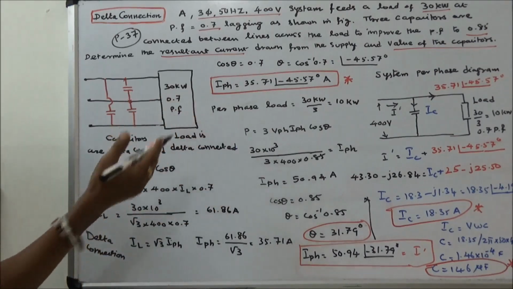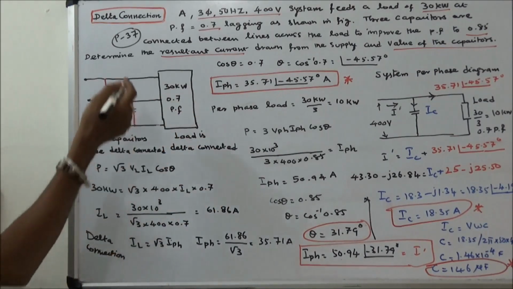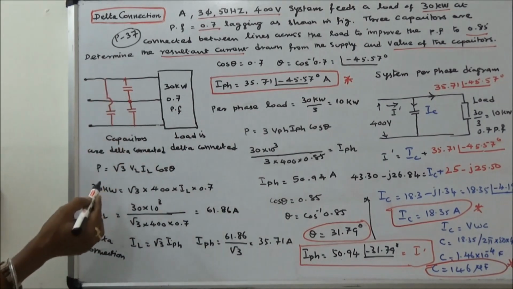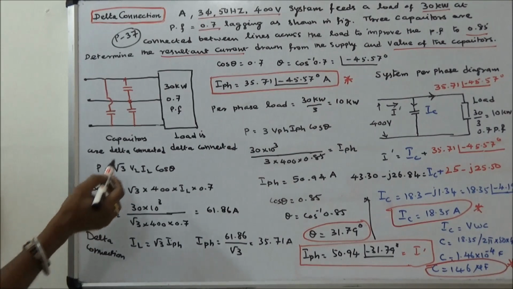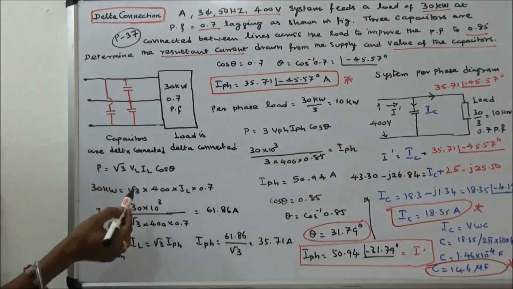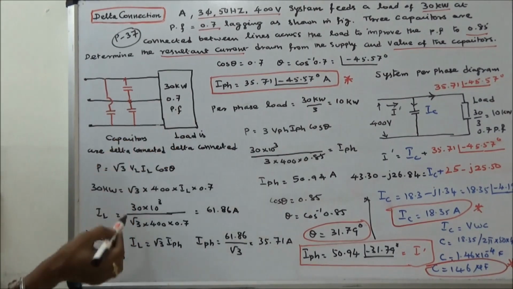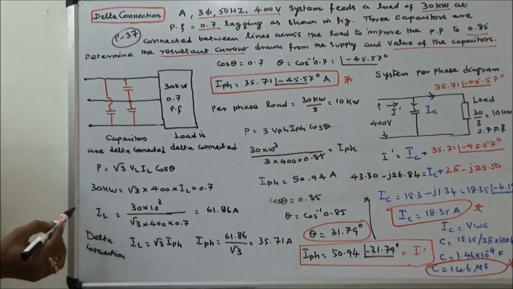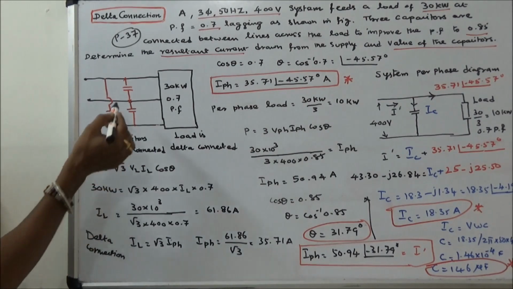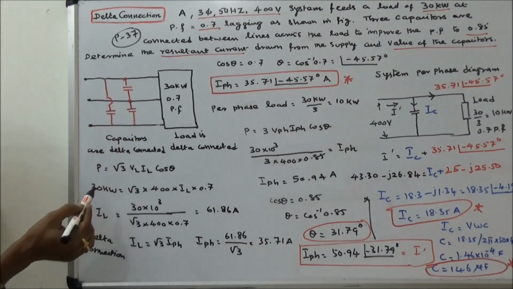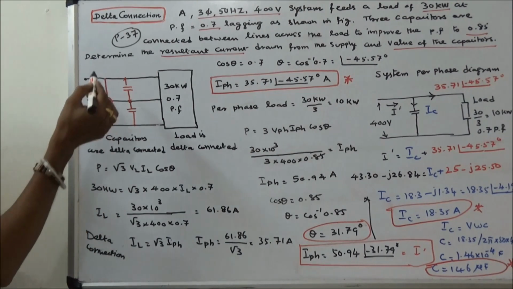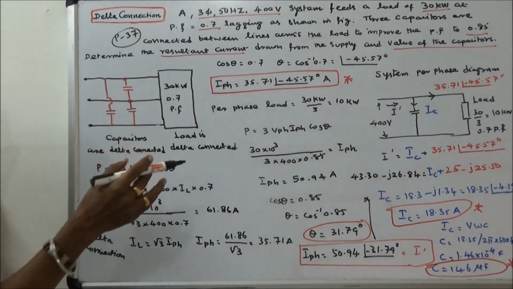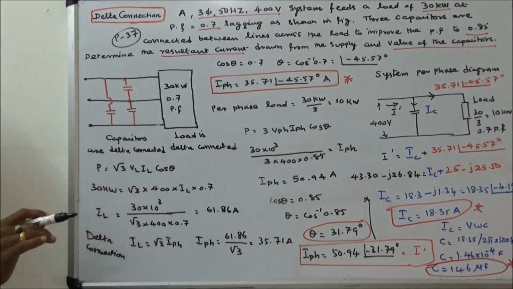In this class we work out 3 problems. First problem: a 3-phase 400 volt 50 Hz supply feeds a load of 30 kilowatts at a power factor of 0.7 lagging. The capacitors are connected between the lines across the load to improve the power factor to 0.85. The question is, determine the resultant current drawn from the supply and the value of capacitors.